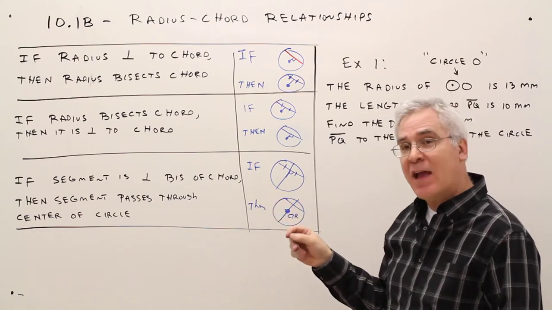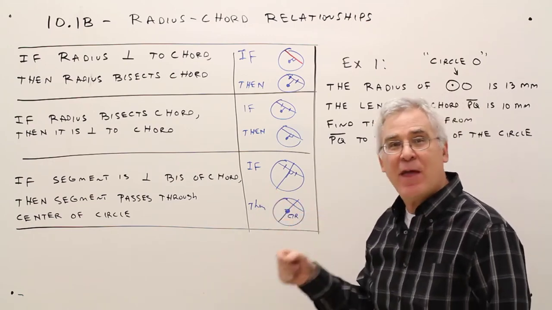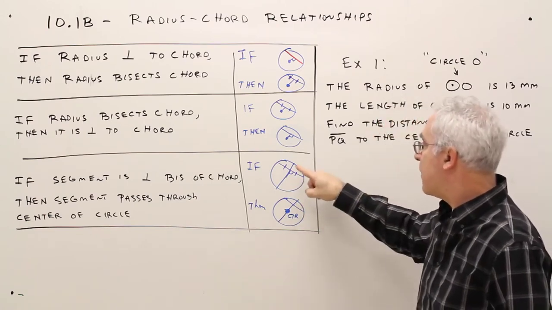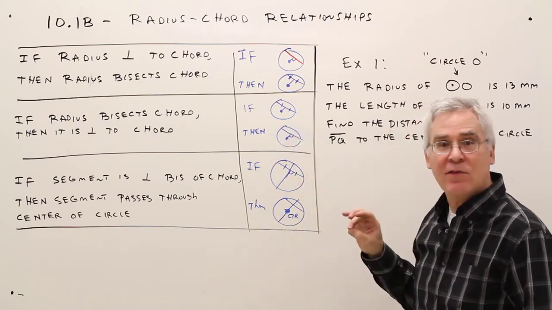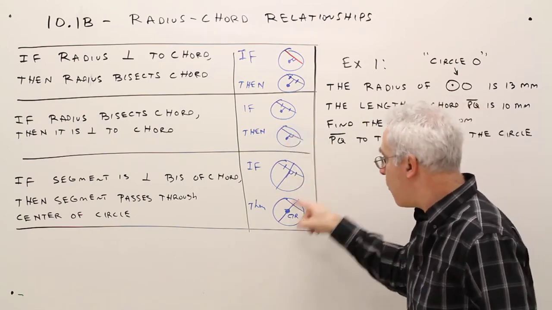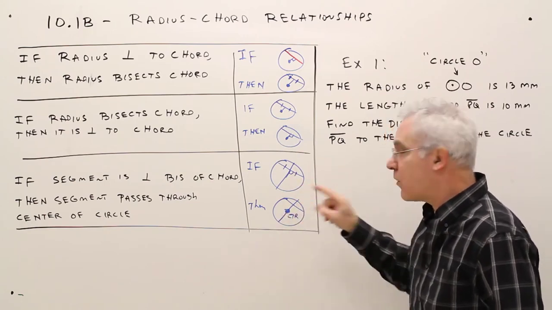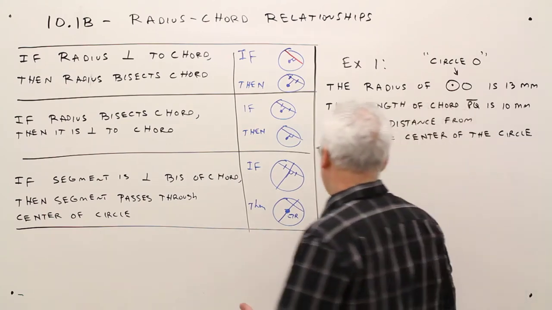Finally, if a segment is known to be the perpendicular bisector of the chord, then we know that that segment passes through the center of the circle. So if this segment is both perpendicular and bisects that chord, then we know somewhere along the line includes the center. That segment goes through the center of the circle. Okay, so those are the three theorems. Now let's do a few examples.